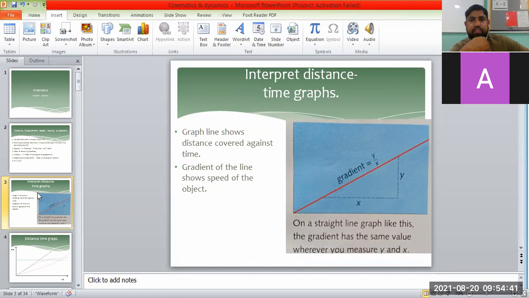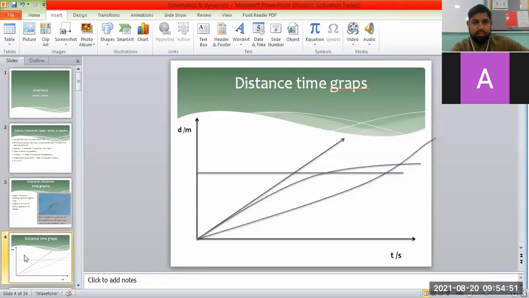So at first we have distance-time graphs. A distance-time graph is plotting distance against time. So distance is plotted against time. This is the exact terminology which is used. This terminology means distance will be on the y-axis and time will be on the x-axis.